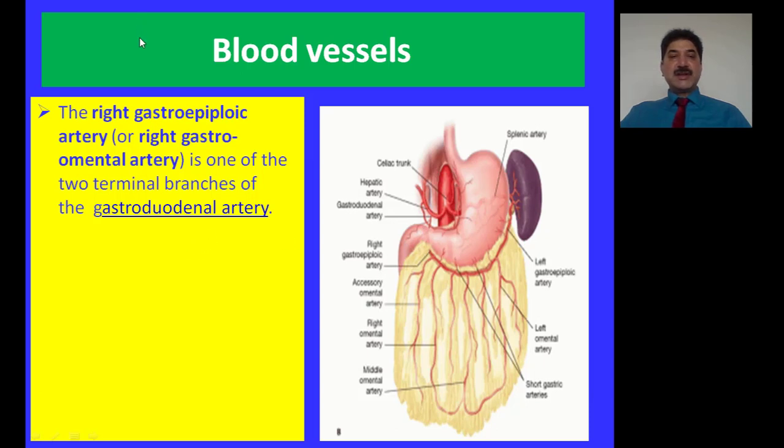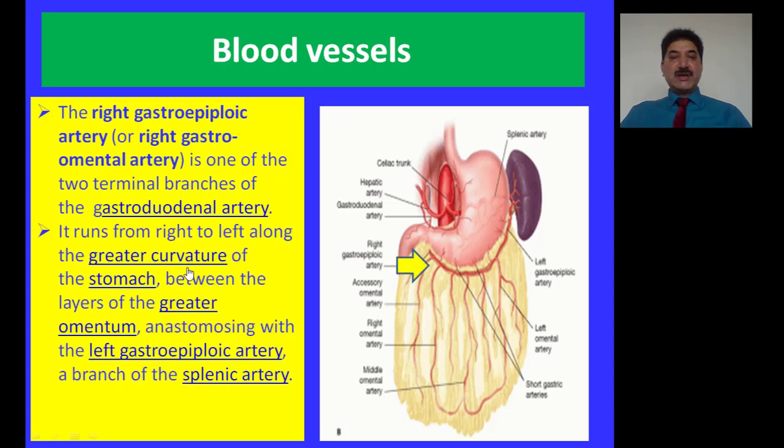As already said, the right gastroepiploic artery, also called the right gastroomental artery, is one of the two terminal branches of the gastroduodenal artery. It runs from right to left along the greater curvature of the stomach between layers of the greater omentum and crosses with the left gastroepiploic artery, a branch from the splenic artery.